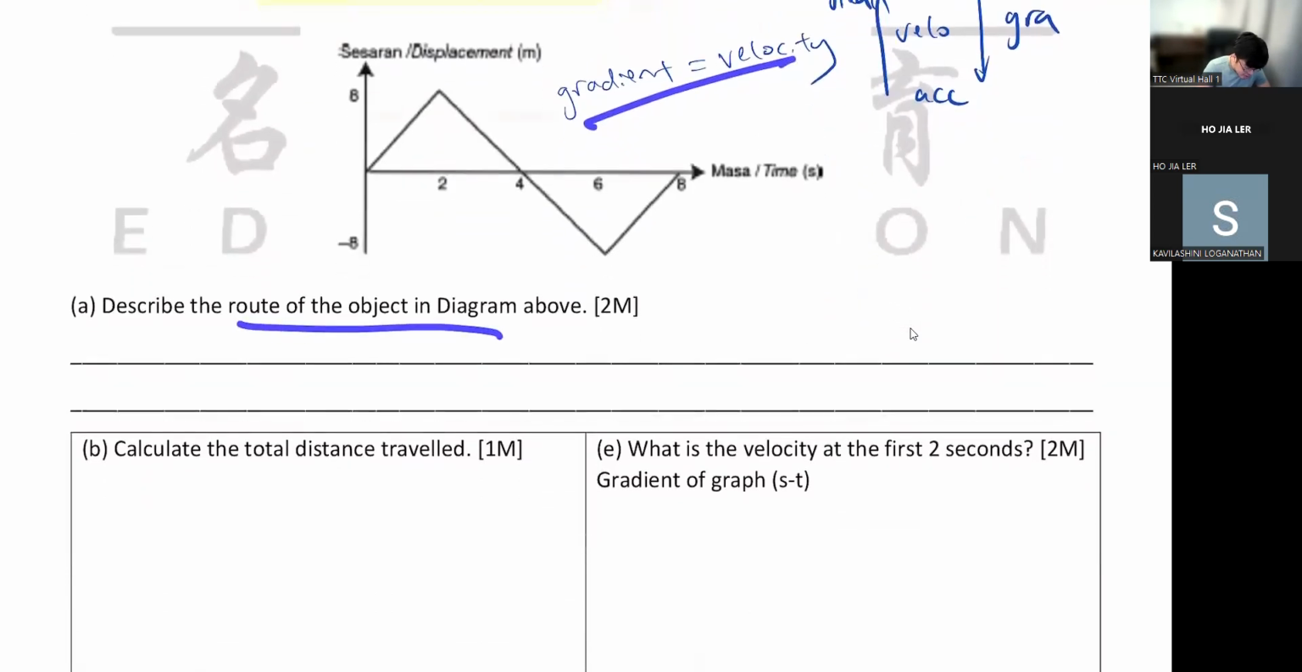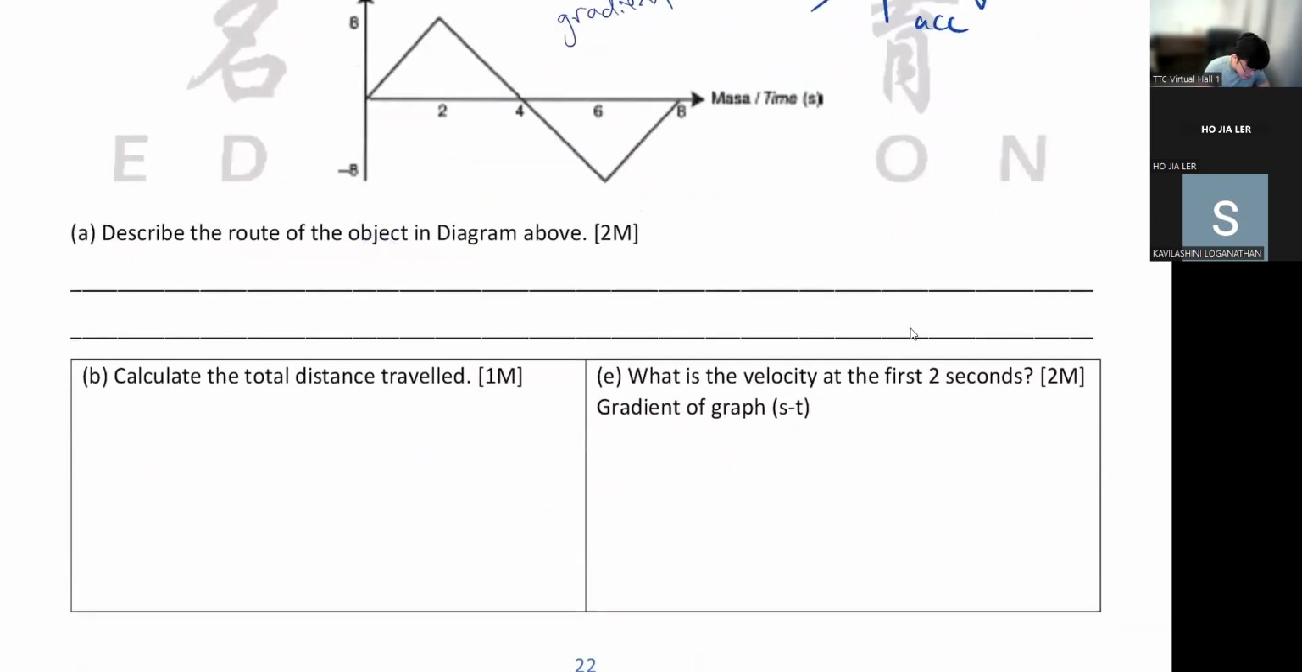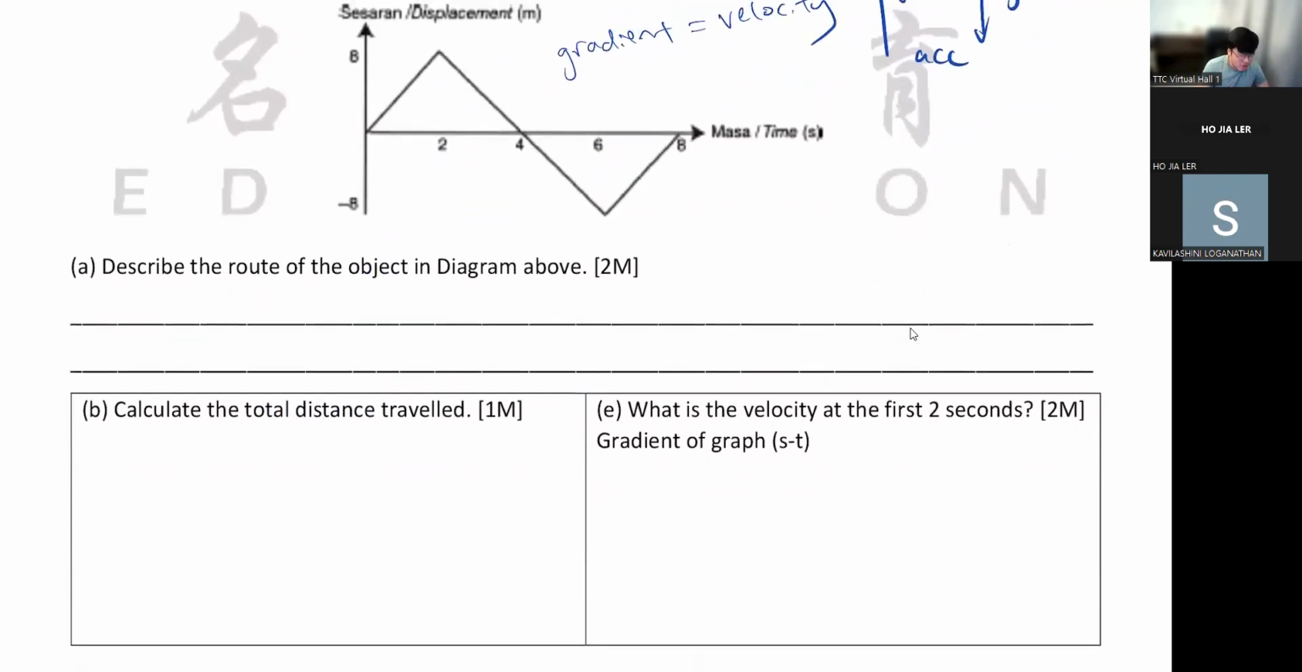So describe the route of the... okay, I'm not going to describe, I'm just going to do the calculation. So calculate the total distance. See, they want the distance. That means how much they travel in total. Although this ends up at the same point, because the displacement is 0. Because I start here, I end here. So 0. So I move forward for 8. I move backward for 8, so that's 16. I move backward for a further 8, so that's 24. Move forward for another 8, so that's 32. So this is the total I travel.